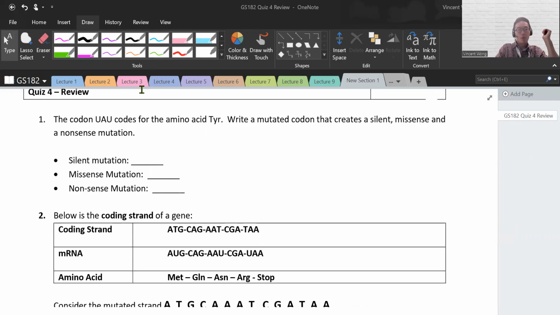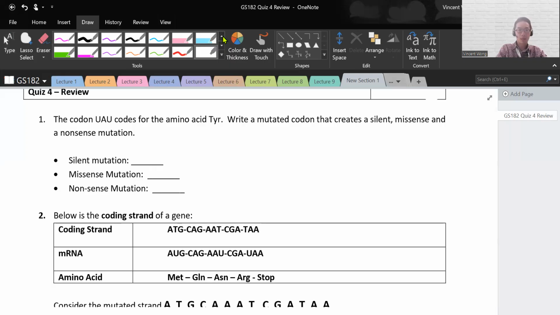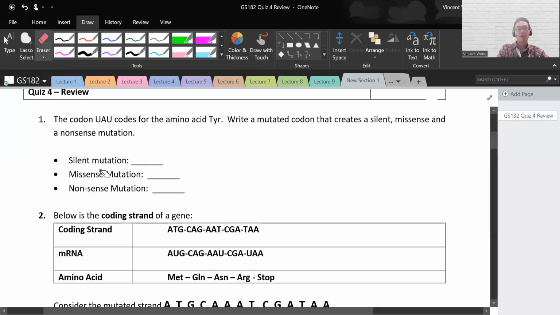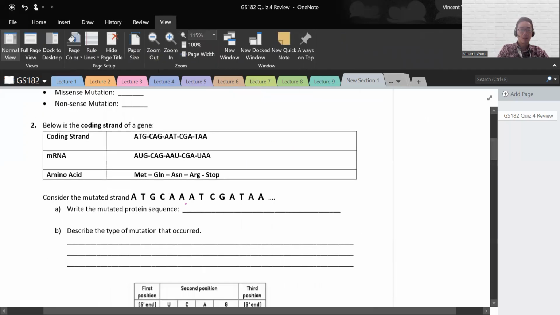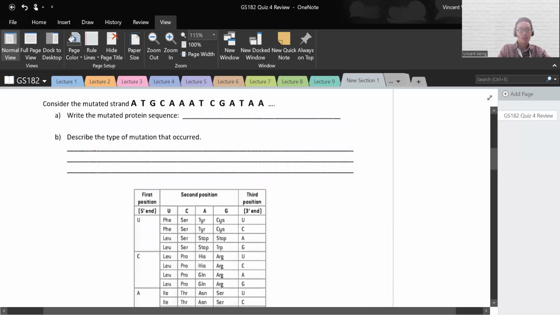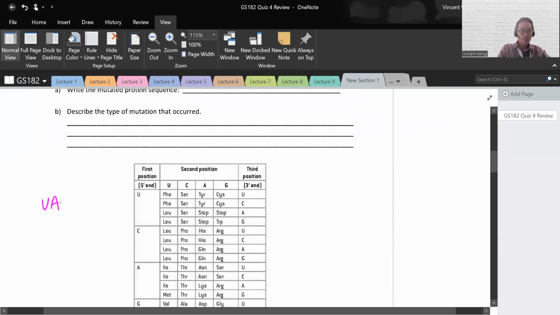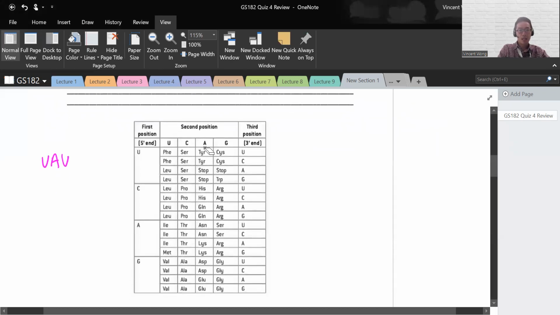The codon UAU codes for the amino acid tyrosine, or TYR, and we want to use this as our wild type codon. Wild type means it's the normal one, the unmutated one, and we want to create the following mutations: a silent mutation, missense, as well as a nonsense mutation. On the quiz, you will be given the codon table, which you will be able to use to create your mutations. Our wild type is UAU over here. So let's write that down, and you can see UAU codes for tyrosine as stated in the question.